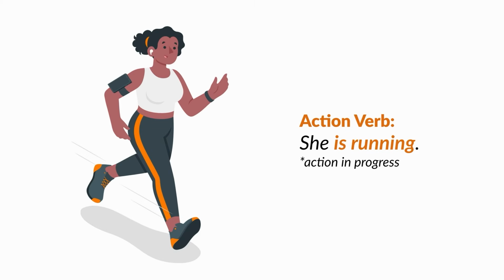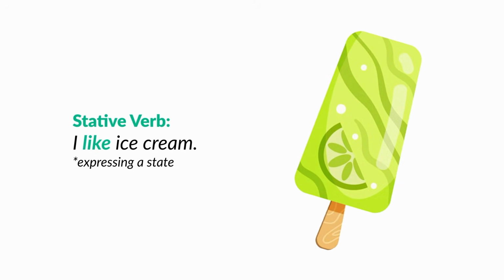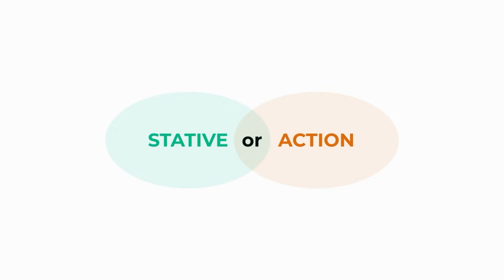Compare. Action verb. She is running. Action in progress. Stative verb. I like ice cream. Expressing a state. Can the verb unite so different action and stative aspects? What do you think? Yes, some verbs function as both stative and dynamic verbs.